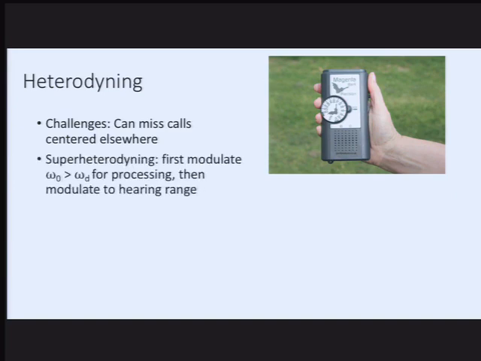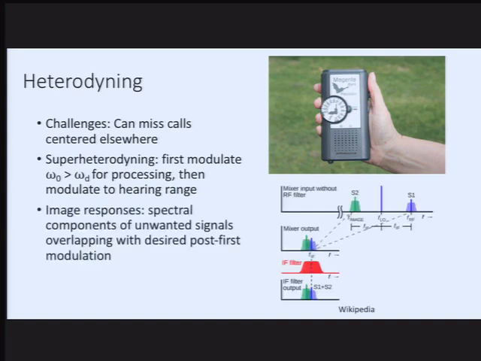So something else people do, instead of just modulating directly down into hearing range, is something called super heterodyning, where you first modulate something way high up or way low down, and you do some processing on it, and then bring it back after processing at an intermediate frequency to the frequency range that you actually want. And unfortunately, this can generate some problems called image responses, as they're called.